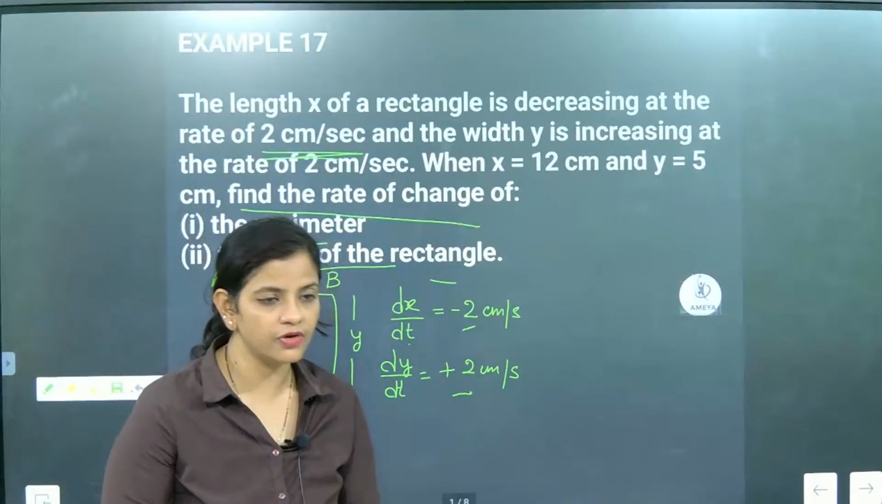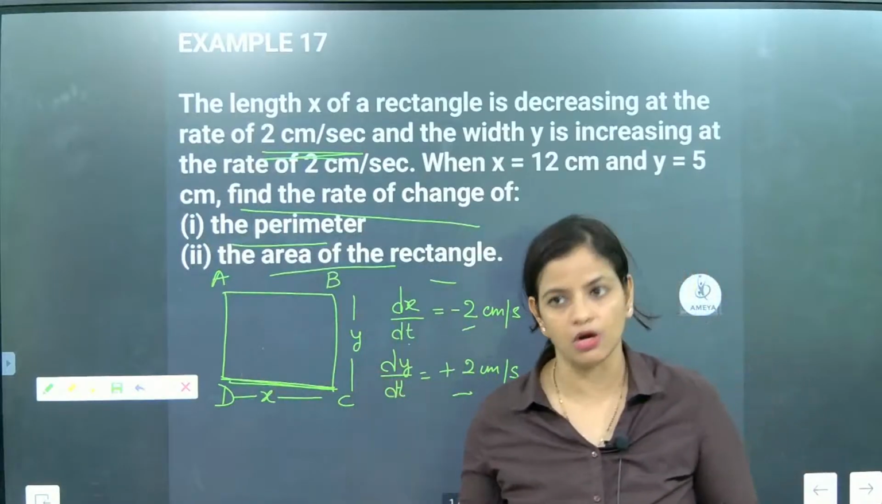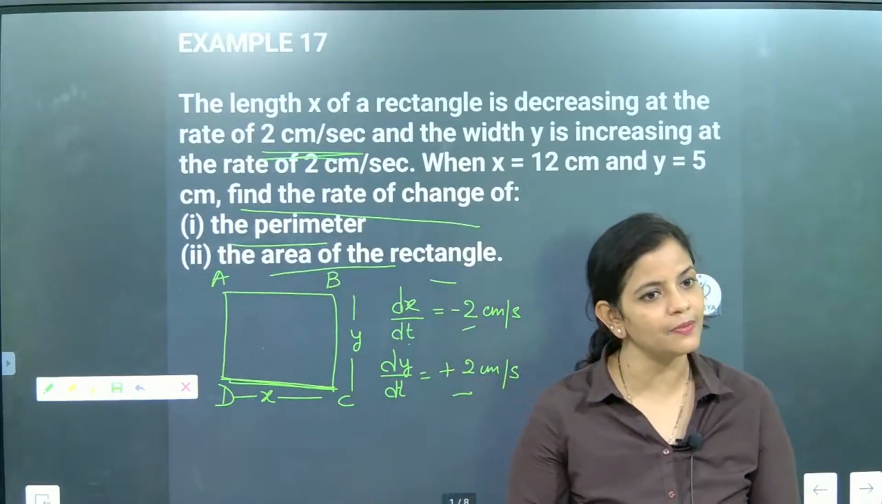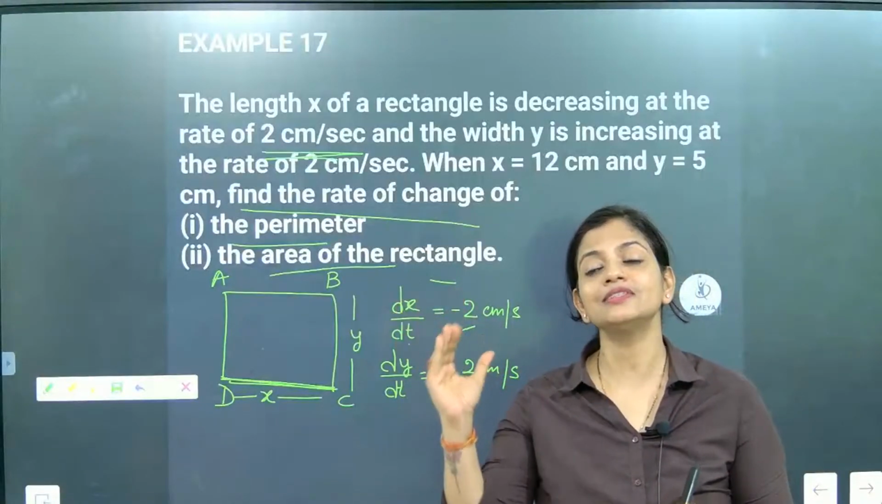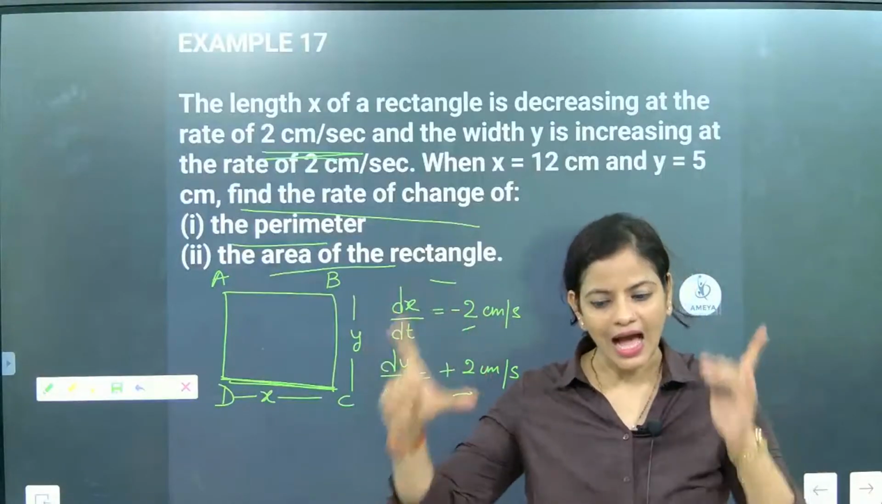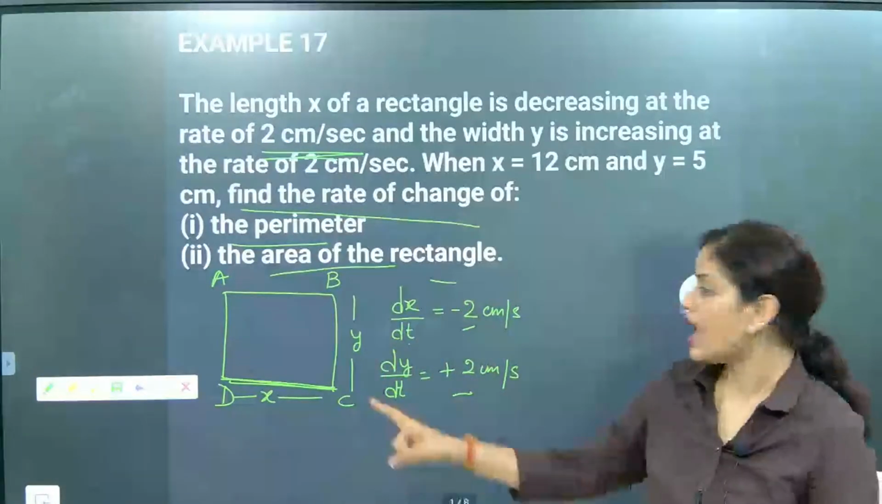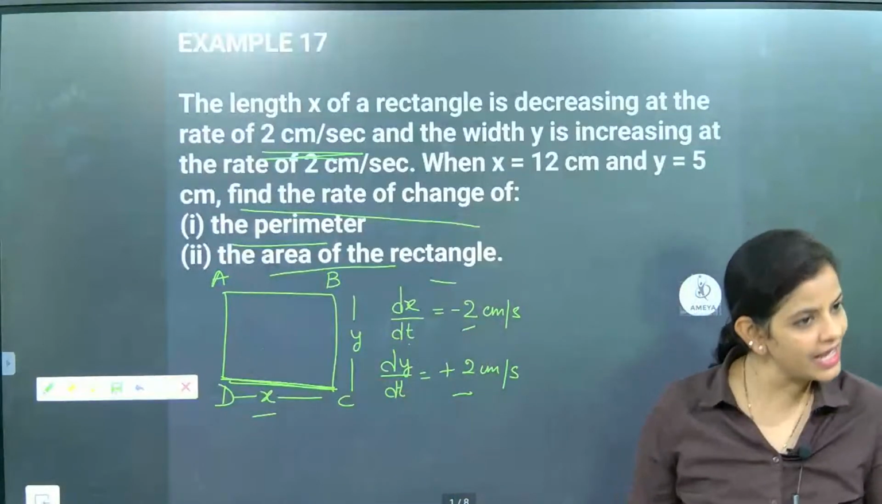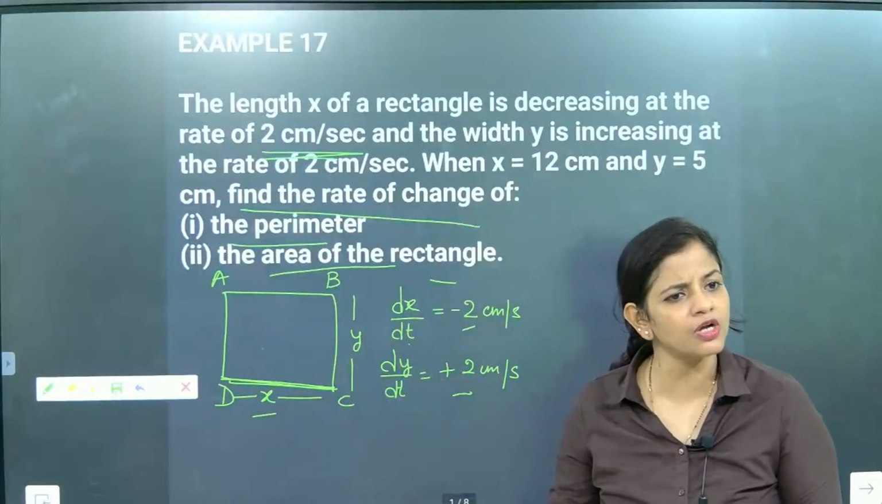Listen, children, very carefully. Now we have learned a very important basic concept. What was the basic concept? The figure is changing. Now there is a rate of change. I got a figure of a rectangle of 2 dimensions. I have taken value as x and value as y. So its perimeter can be written as what?